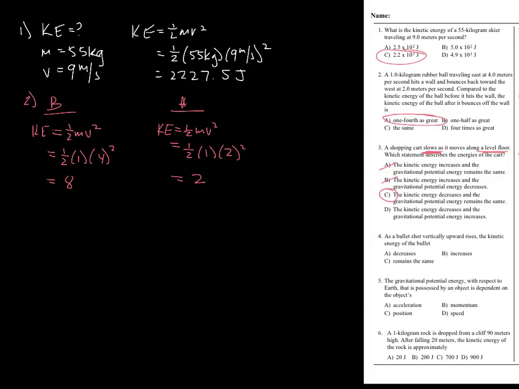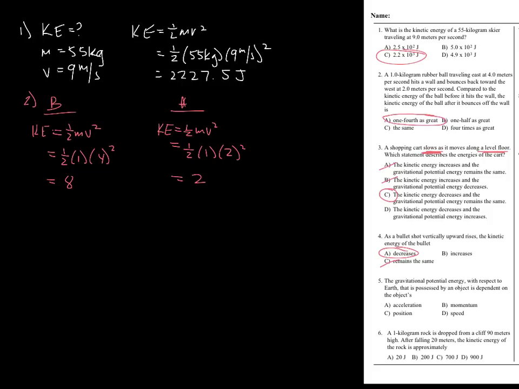Okay, number 4. As a bullet shot vertically upward rises, the kinetic energy of the bullet... There's nothing to indicate that it's moving at a constant velocity, so we could cross out choice C. Now we have to think about if it's going up or going down. If it's moving upward, think about throwing a ball upward. Because gravity acts downward, objects moving upward will slow down. Hence it's A, decrease.